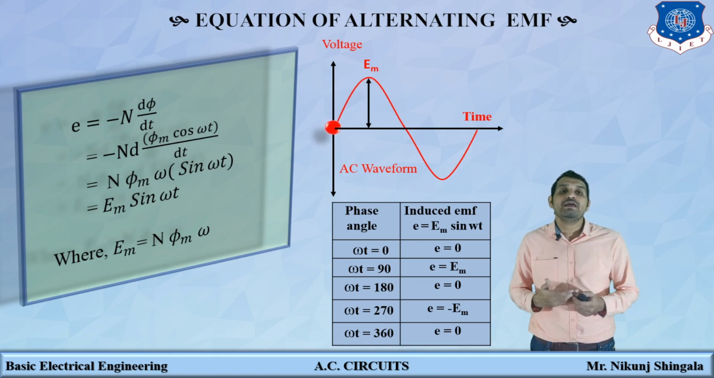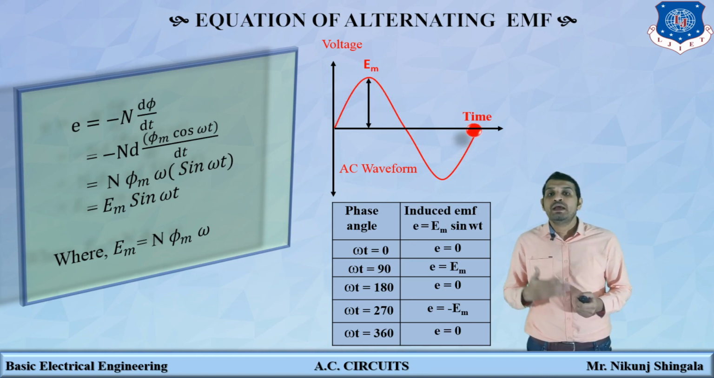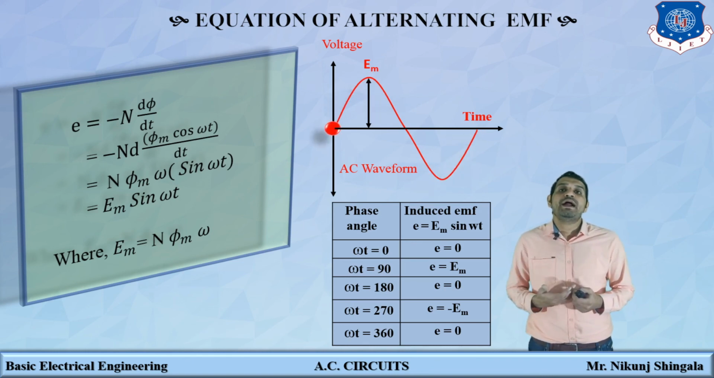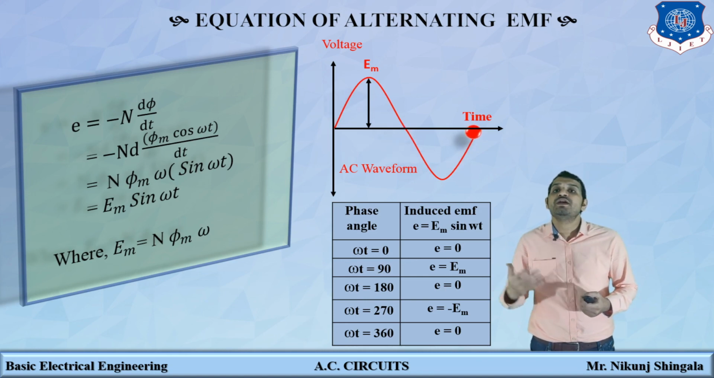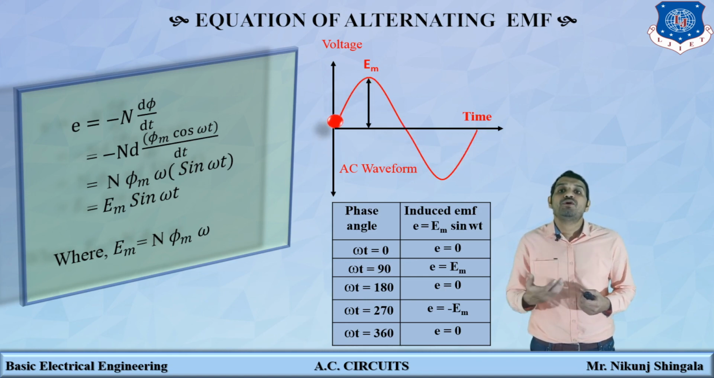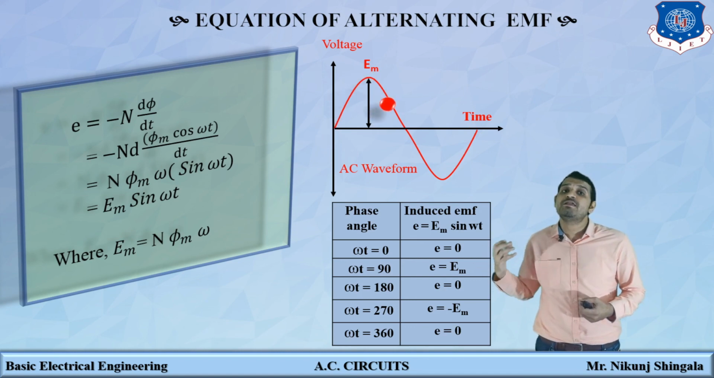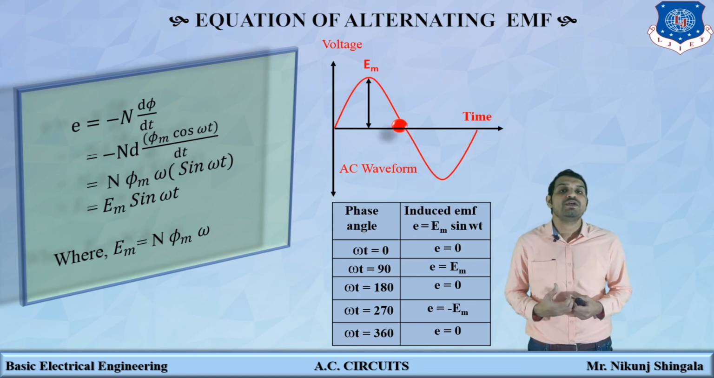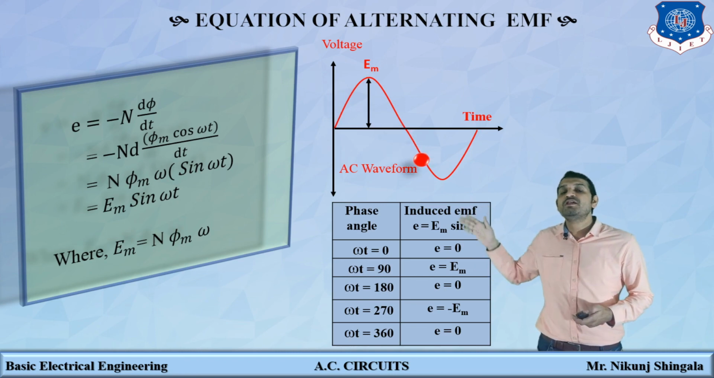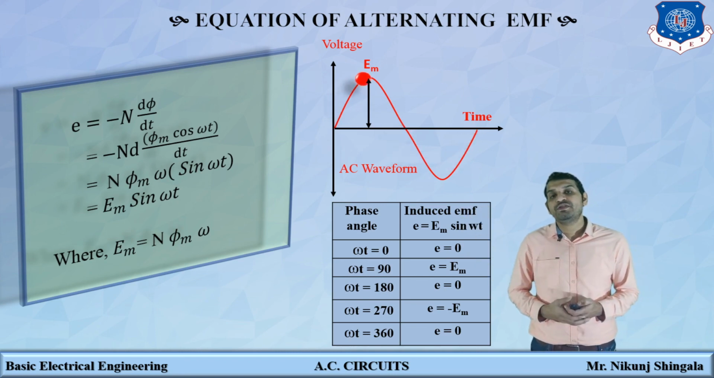If we put omega t is equal to 90, then E will be Em. If we put omega t is equal to 180 degrees, then the induced EMF is also 0. If we put omega t is equal to 270 degrees, we will get the negative maximum value, that is minus Em. If we put omega t is equal to 360 degrees, again the induced EMF is 0. So this is how alternating EMF is generated.